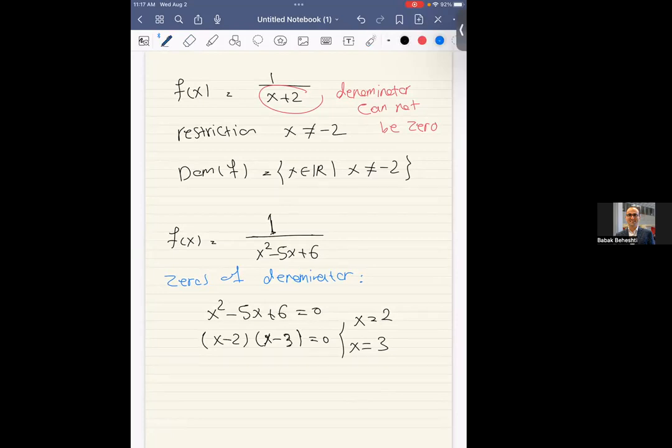So now the restriction on x is, what are the restrictions? We have 2 restrictions. One is x cannot be 2, and the other is x cannot be 3. You see, I'm excluding the zeros of the denominator from the domain. So now I can say that the domain of f is all real numbers except 2 and 3.